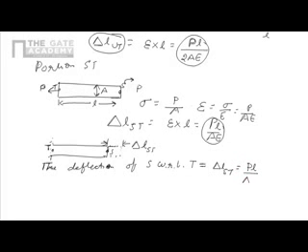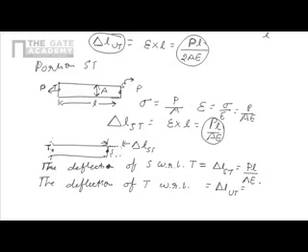PL upon AE. But we have to also remember that point T itself is moving with respect to point U, or with respect to the fixity. This is the fixity. Now in this case, if we write the deflection of T with respect to U, it is equal to delta L of UT, which is nothing but PL upon twice AE.